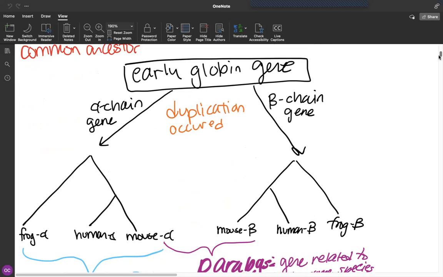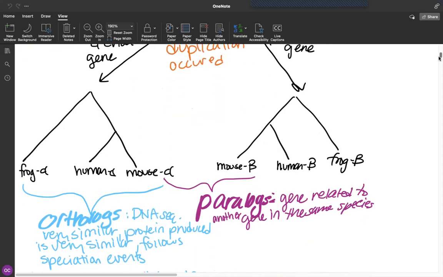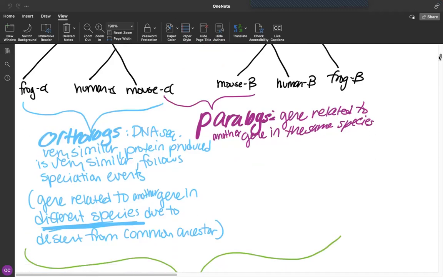And an example of duplication that we covered is with the early globin gene. There was a duplication that occurred so that there was an alpha chain gene and a beta chain gene. And so we can compare these genes and look at the orthologs and the paralogs. So orthologs are DNA sequences with very similar sequences. The protein that is produced is very similar and it follows speciation events. So these genes are related to another gene in a different species due to descent from common ancestors.